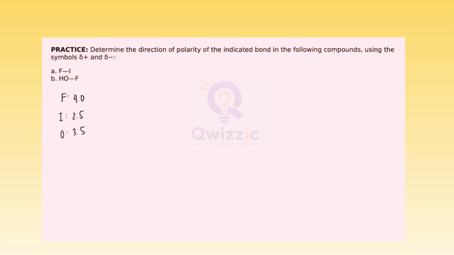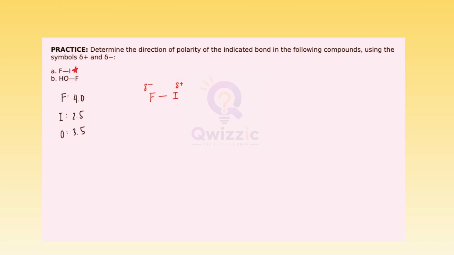Now using this information for the molecules, we're doing A first. We'll do all of that in red color. So we have fluorine and iodine. Fluorine has a value of 4.0, which is more electronegative than the iodine, which has a value of 2.5. So the fluorine develops a partial negative charge, so delta minus. And then iodine, of course, by default, will have a delta plus, or a slightly positive charge.